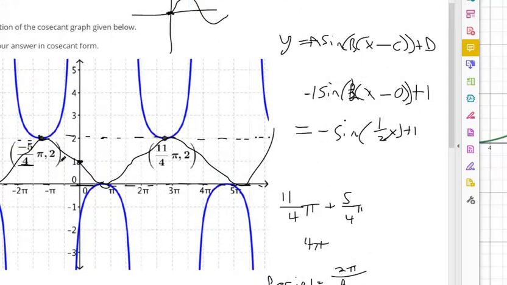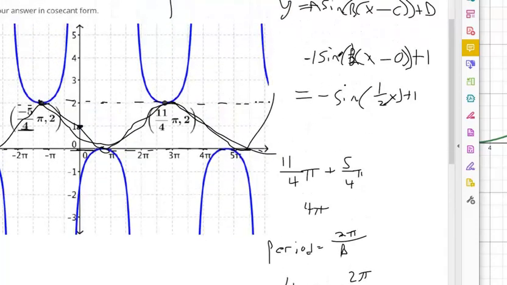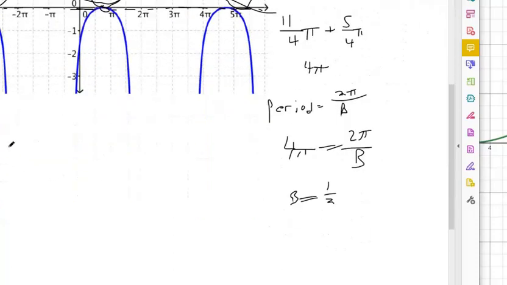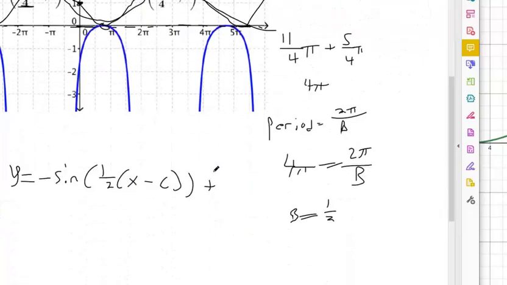I shouldn't have relied so much on my black sketch, because that made it look like it perfectly crossed the midline, but it obviously doesn't. Okay, so we got to back up. I've messed up C here. Let me show you what we have. Everything else is right: y equals negative sine 1/2. There is a horizontal shift, and I should know better than to rely on my terrible drawing.